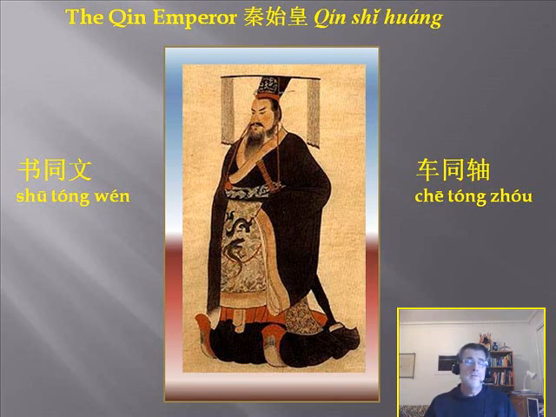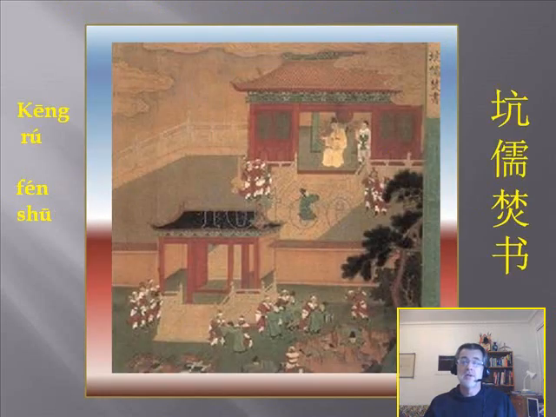Now he's famous for a number of things. He's famous for burning the books and for burying the Confucian scholars alive. So it's Keng Ru Fen Shu. And part of the reason he did that, of course, was because he was an advocate of change, certainly an advocate of change from some aspects of tradition.